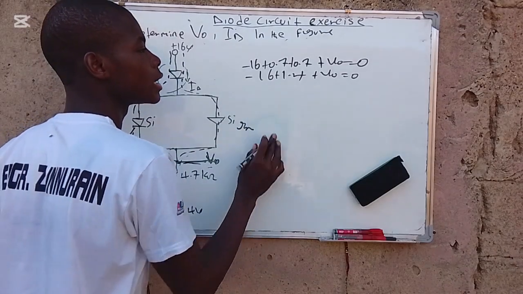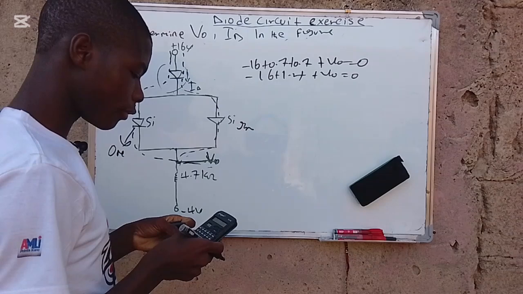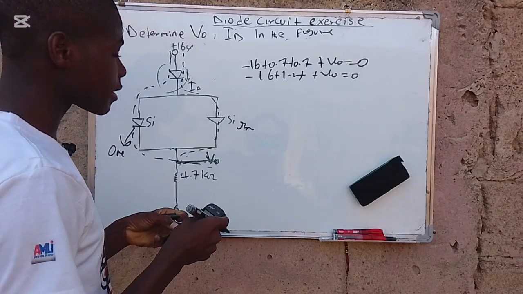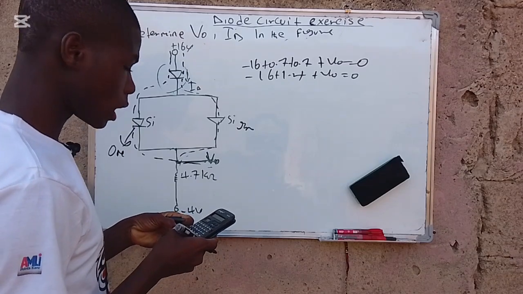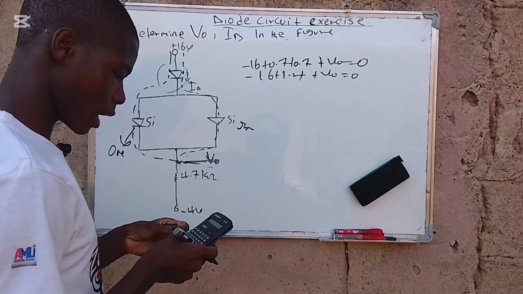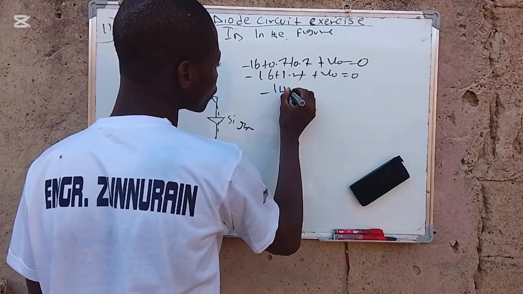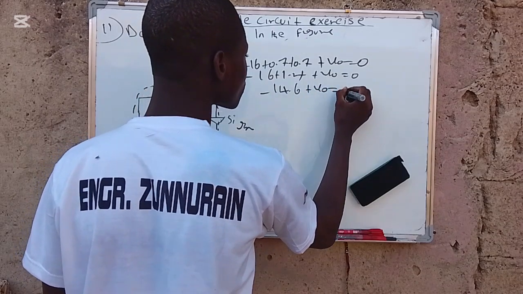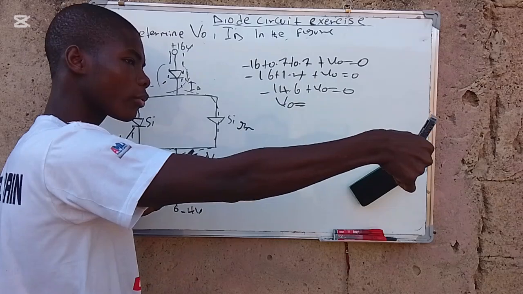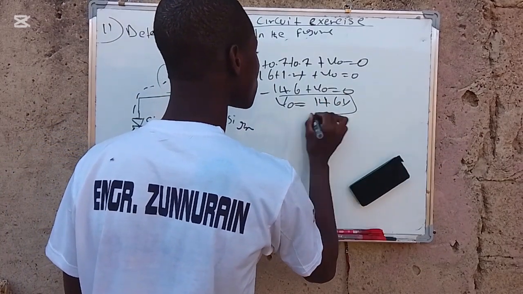As usual, minus 16 plus 1.4 gives negative 14.6, plus V naught equals 0. The V naught stays as it is, so the negative 14.6 crosses the equal sign and V naught is 14.6 volts. So this is the voltage.